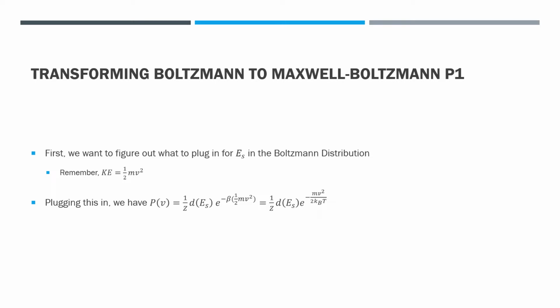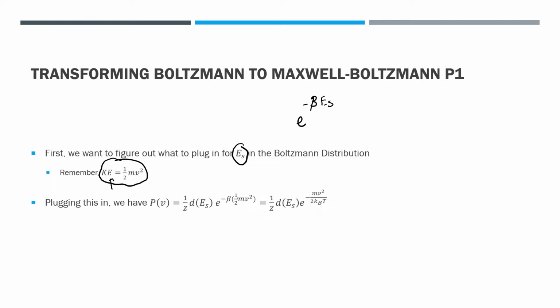Okay, so this is the first step when we transform Boltzmann to Maxwell-Boltzmann. So remember that we had this term, the energy of each state in the exponent, right? We had e to the negative beta E_s. What can we plug in for E_s, right? Right now, we don't know the energies of the states, so we want to figure out some equation that we can plug in for E_s, right? So let's remember something. Remember, kinetic energy is half mv squared, and this is energy.